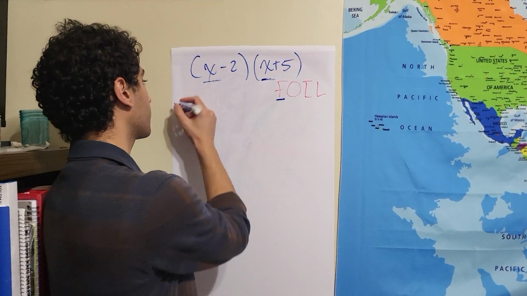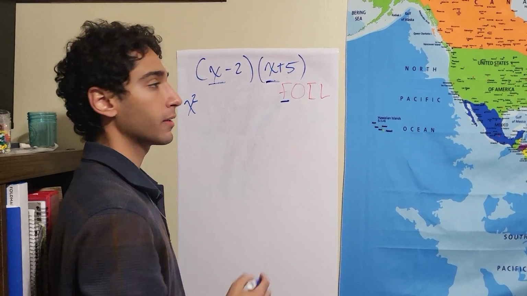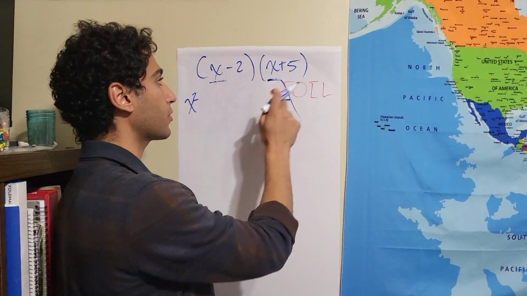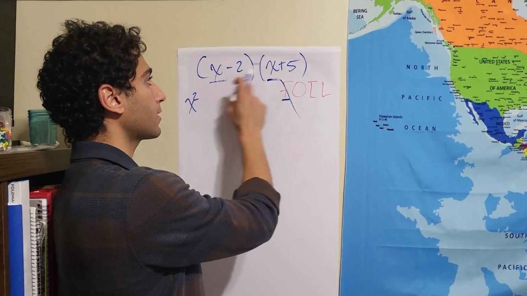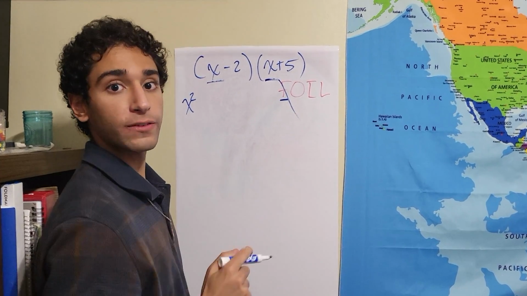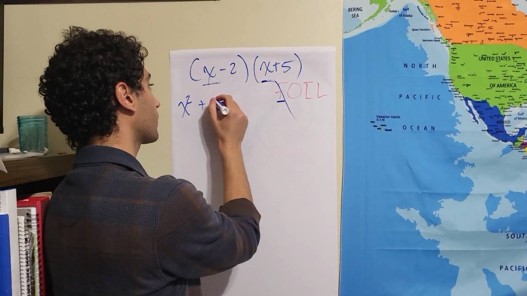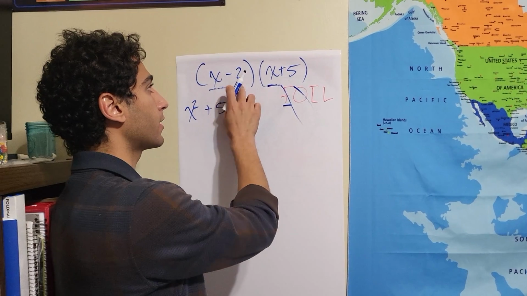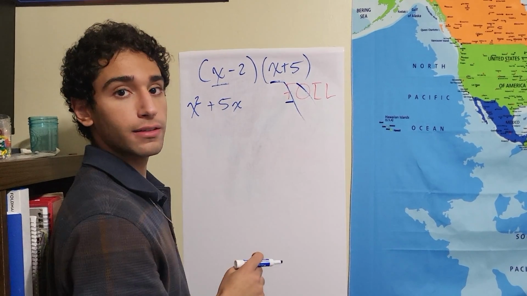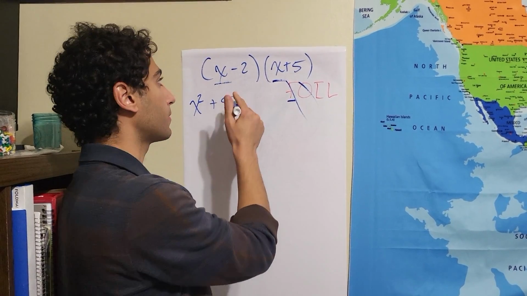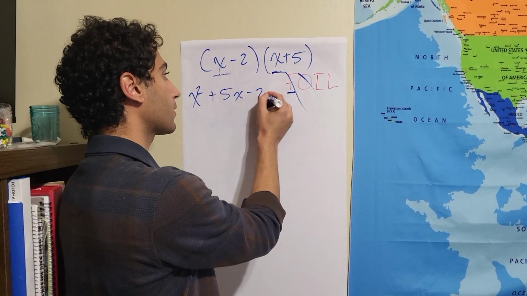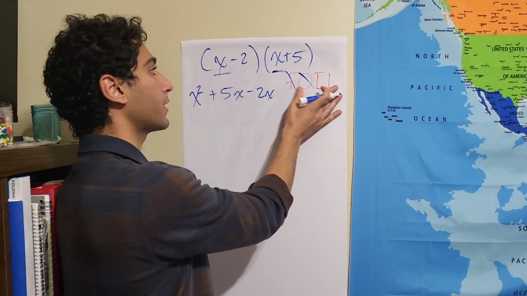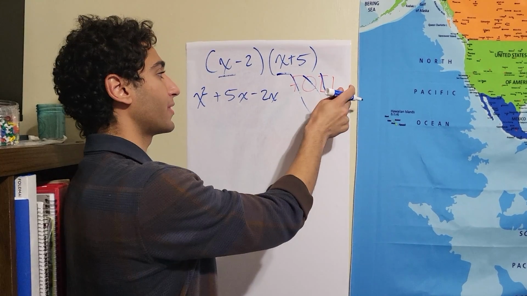x times x is x squared. Done with F. Next one, outer. We take the x and the 5. 5 times x is 5x. Outer is done. Next one is the inner. Negative 2 times x. Remember to keep the negative: negative 2x. Done with the inner.